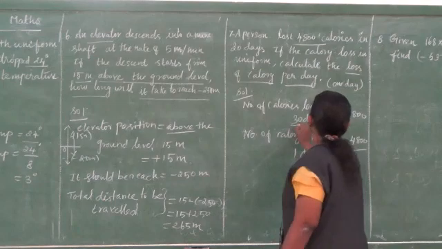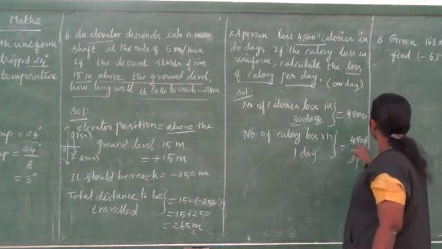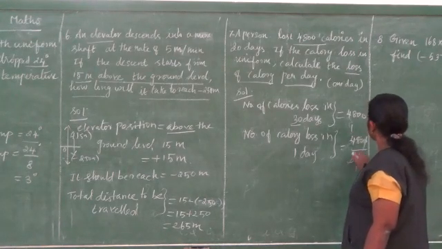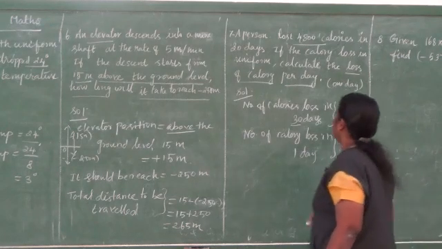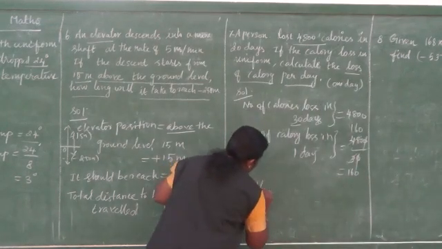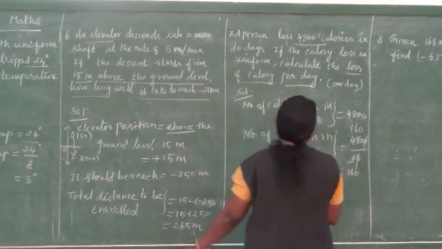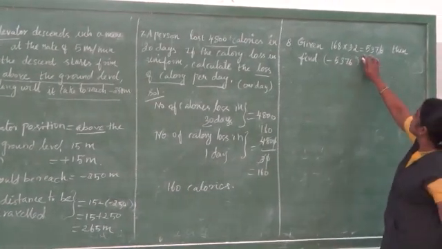4800 by 30. So 0 0 cancel. How many 3s are there? 1. Then 1 is remainder, 18. 6 3s are 18. So 6 0, 1 6 0. How many calories per day? 160 calories.